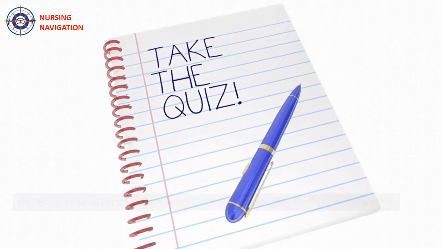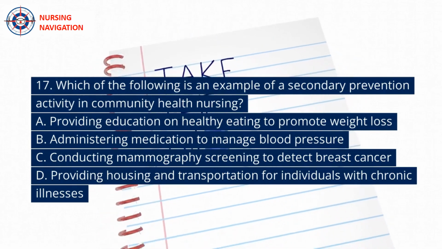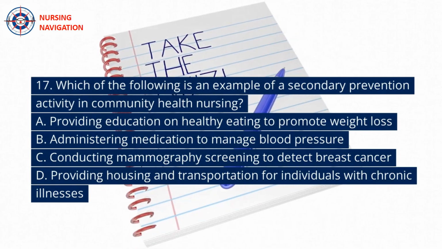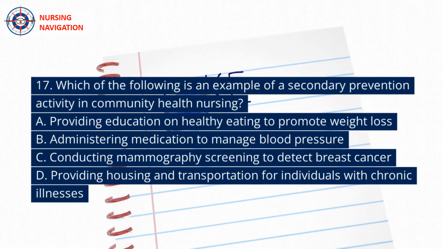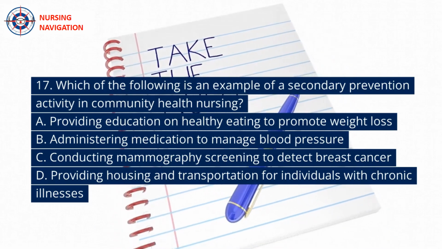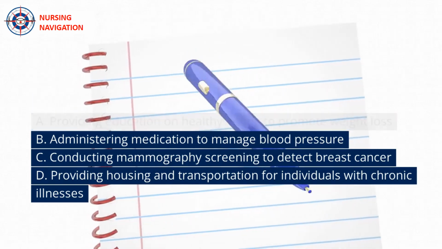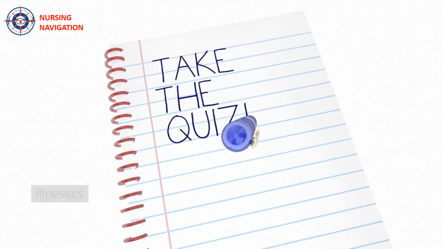to the community. 17. Which of the following is an example of a secondary prevention activity in community health nursing? A. Providing education on healthy eating to promote weight loss. B. Administering medication to manage blood pressure. C. Conducting mammography screening to detect breast cancer. D. Providing housing and transportation for individuals with chronic illnesses.